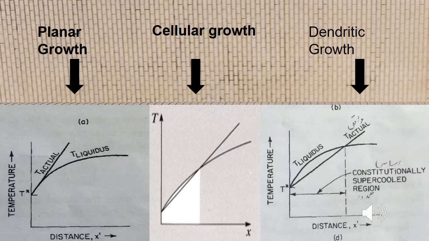In planar growth, there is no requirement of a constitutionally supercooled region, whereas it is required for cellular and dendritic growth. Here, the constitutionally supercooled region is the region between the T liquidus and the T actual.